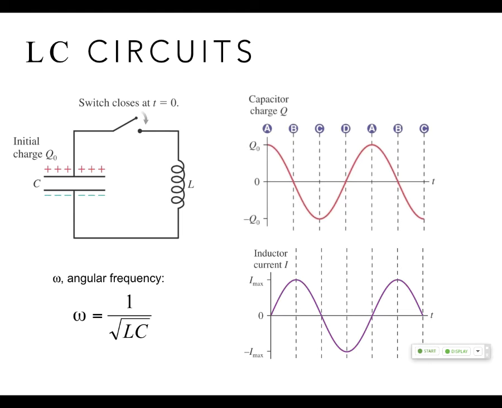But anyway, you end up with this cyclical process, and it looks like this. Okay? So, how do you get the frequency? Yeah, that. 1 over square root of LC. Cool. Try it out.